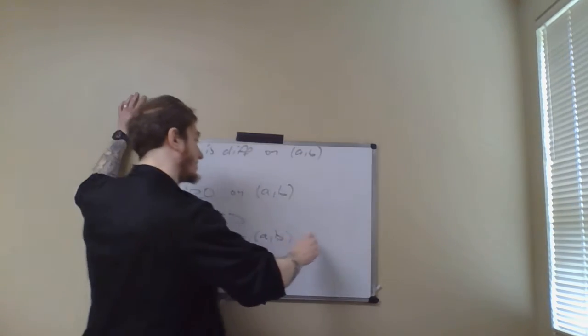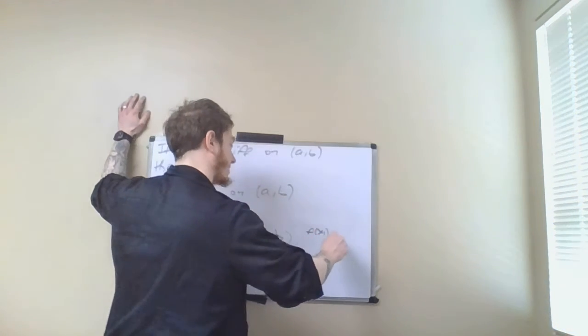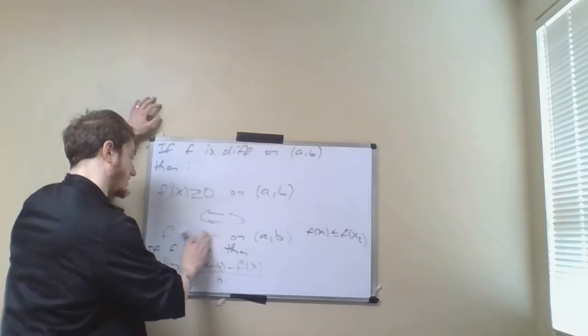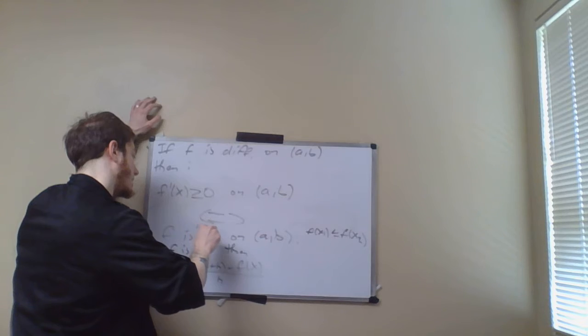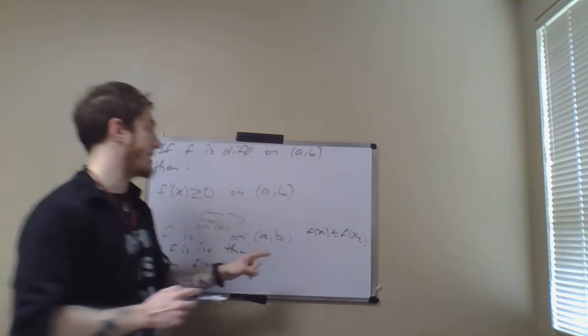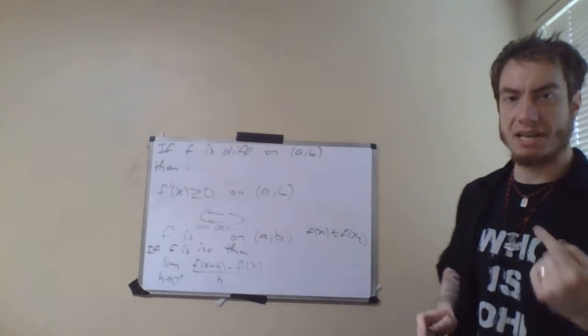and increasing in the sense that f of x1 is less than or equal to f of x2. Often, this is actually called non-decreasing to emphasize that, well, maybe it's constant for a bit, but it doesn't have to be.